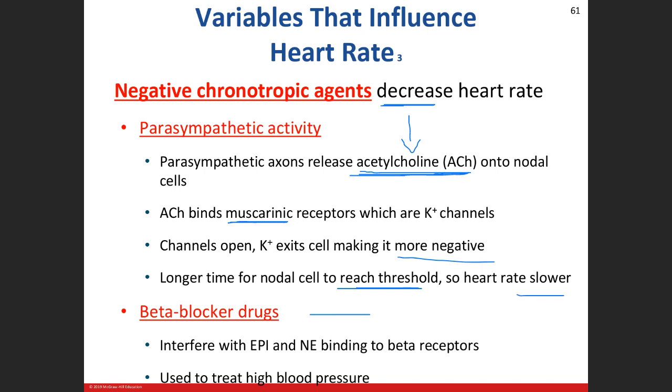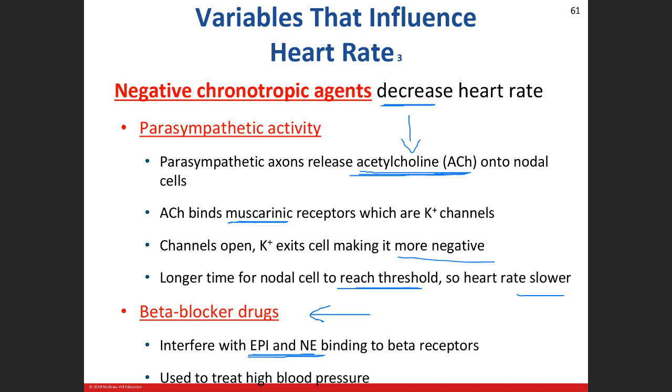Okay? Perfect example is the beta blocker drugs. If we use beta blocker drugs, the overall effect is, one, if you're dealing with heart rate, it'll decrease the heart rate, but you can also use it to help manipulate blood pressure too. But what happens is now our epinephrine and our norepinephrine cannot bind to those beta receptors. And when that occurs, then we cannot activate that secondary messenger system.